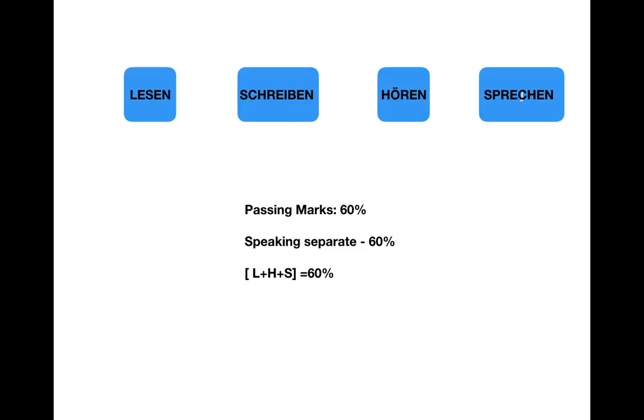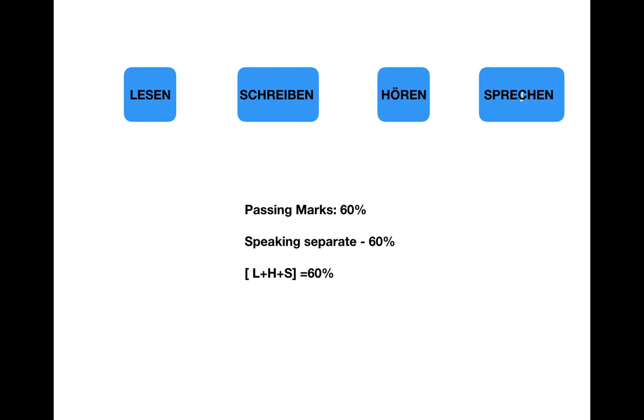So first of all, there are 4 parts. Reading is called Lesen, Schreiben is called writing, Hören is called listening, and Sprechen means speaking. So these are the 4 skills that are tested: reading, writing, speaking, listening.